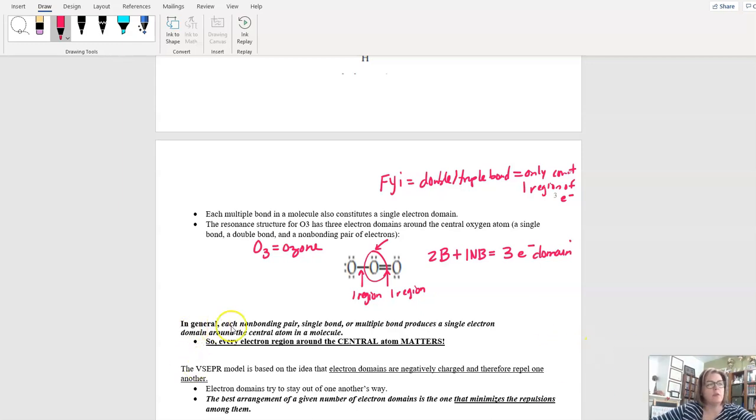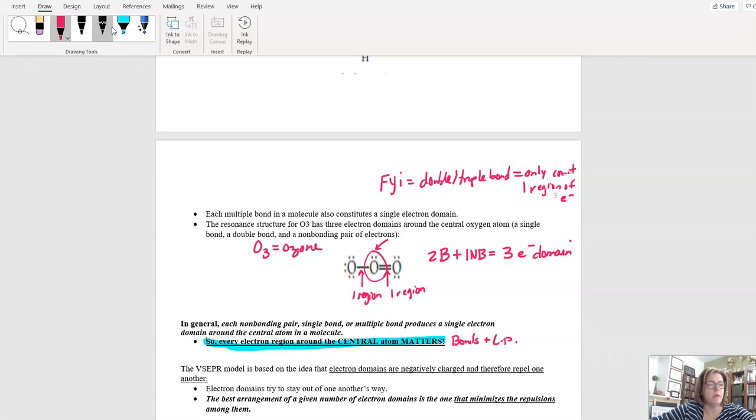So in general, each non-bonding pair, single bond, multiple bonds, they count as a single electron domain. See, I even put it right there, around the central atom in the molecule. So every electron domain around the central atom matters. Lone pairs and bonds, they all matter. So I'm going to put bonds and lone pairs.